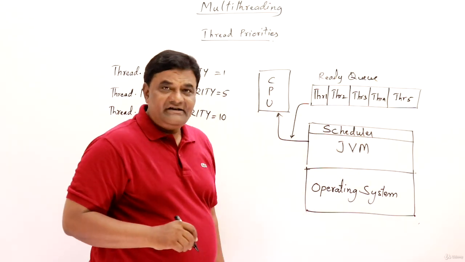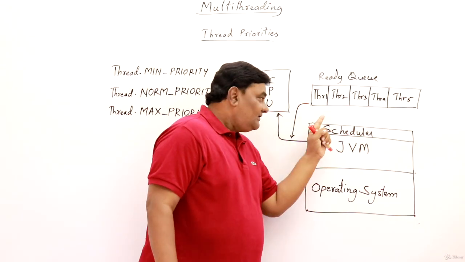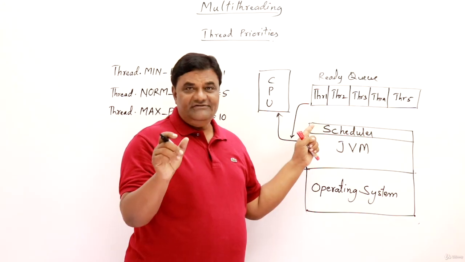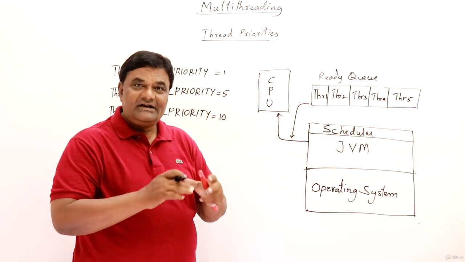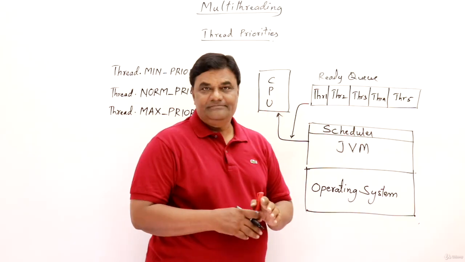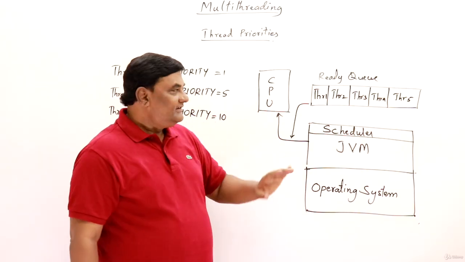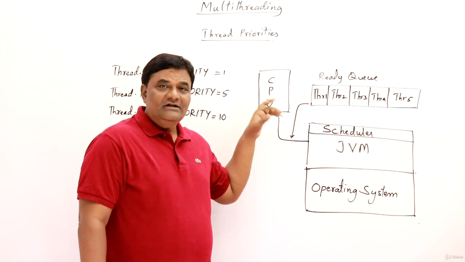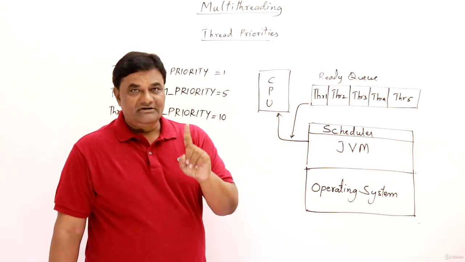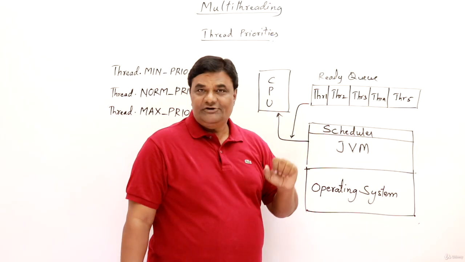Who maintains this ready queue? JVM will maintain this ready queue. Or there is a component in JVM that is the scheduler. It will maintain the queue and make all the threads stand in the queue. Threads have to be executed by the CPU and there is only one CPU we have. So at a time the CPU can execute only one thread. So this scheduler will schedule these threads for execution.